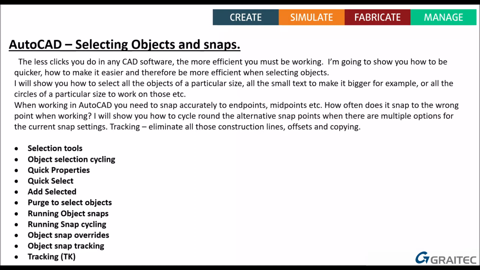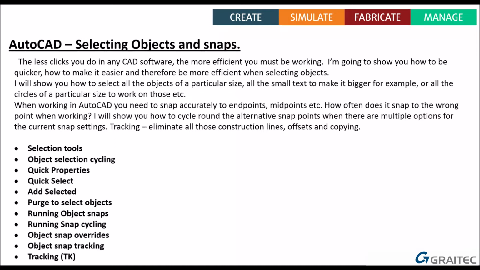Quick properties, what's all that about? We all know about the properties palette, but this is like a customizable properties palette. Quick properties. And then quick select. What's that one then? You might not have even heard about that, quick select.